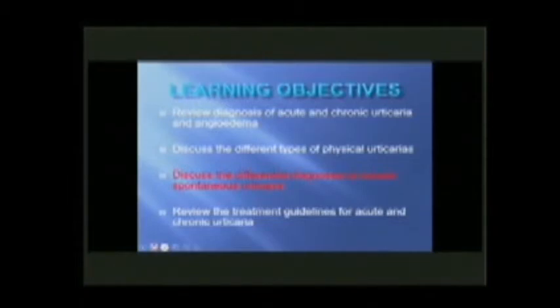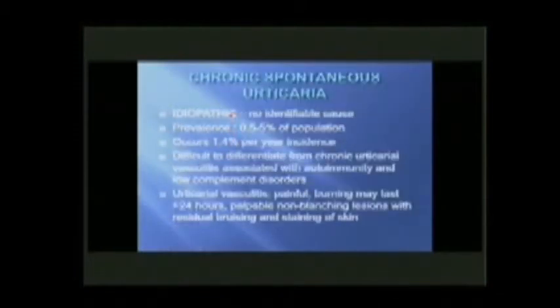Differential diagnosis of chronic spontaneous urticaria. Again, the majority of these cases are idiopathic, with no identifiable cause. The prevalence is about 0.5 to 5% depending upon your reference source. It has a 1.4 per year incidence. It's very difficult to differentiate chronic spontaneous urticaria from chronic urticarial vasculitis. Usually this subtype of vasculitis is associated with autoimmunity and hypocomplementemic disorders.